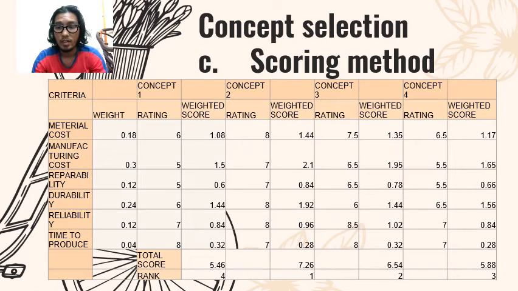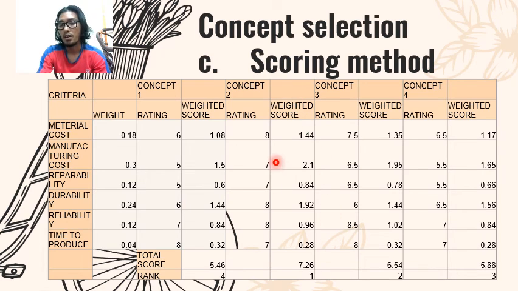So, the last concept selection is the scoring method. The scoring method that we use is WDM. WDM is a weight dimension matrix. For the dimension matrix, you can see the criteria are material cost, manufacturing cost, repairability, durability, reliability, and time to produce. So the highest concept of the scoring method is concept number 2.